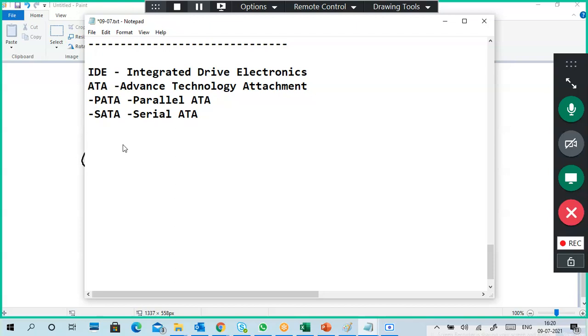SCSI. What is SCSI? Does anybody remember the abbreviation?